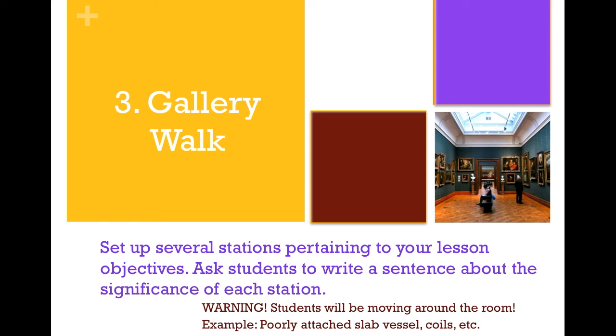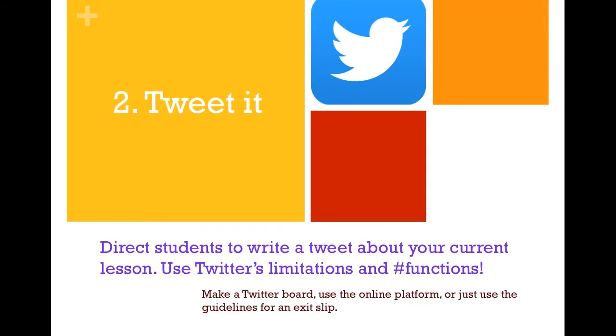So examples are, and I'm using the clay example again here, on a table you might have a poorly attached slab vessel. You might have a coil pot. You might have a bowl of slip. Going around and having them write a sentence about the things that they're seeing and why they're important or how they pertain to the lesson you've been teaching.